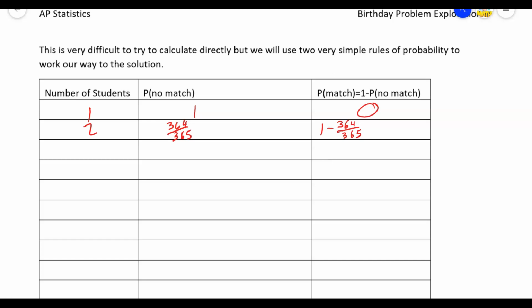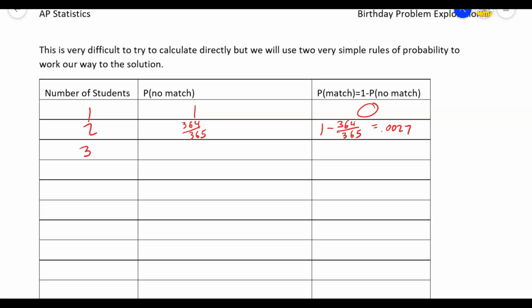Oops, I think I did that backwards. I'm sorry about that. We read it right. The probability of a match is really, really low. Like, these numbers you're going to see are going to be very, very small. They'll start off, so we have 1 minus 364 divided by 365. That's going to be 0.0027. Really, really unlikely, all right?